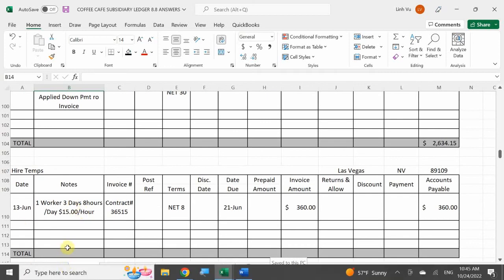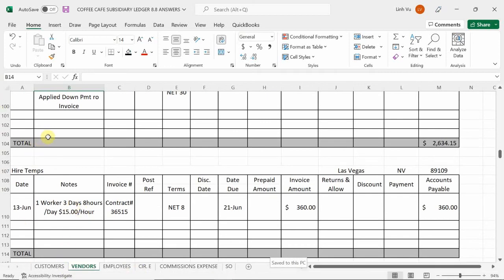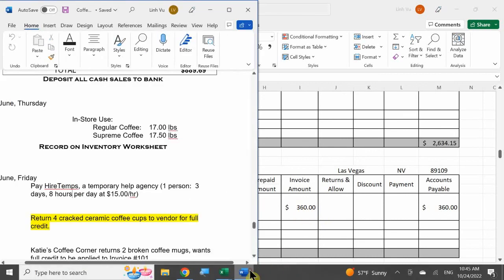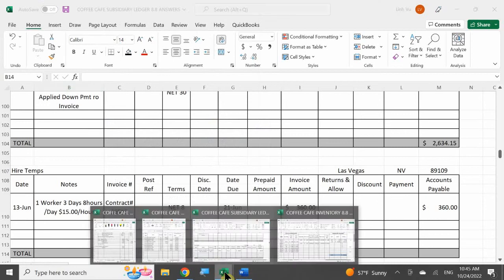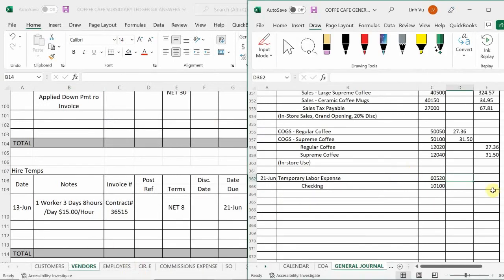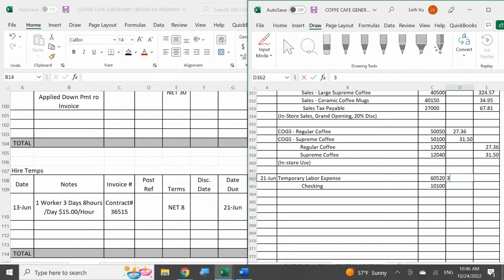Here you go. Contract. We signed the contract on the 13th of June for one worker. Here's the contract number. It's due in 8 days, which is the 21st. So therefore, boom, $360. So that is correct. Now, what do I need to do first?